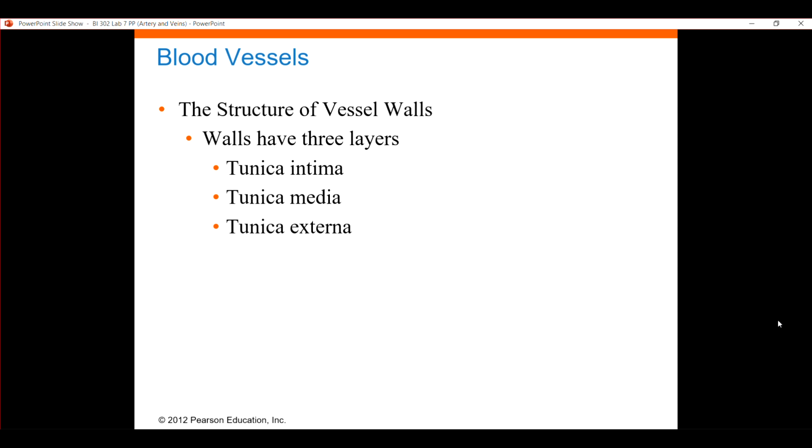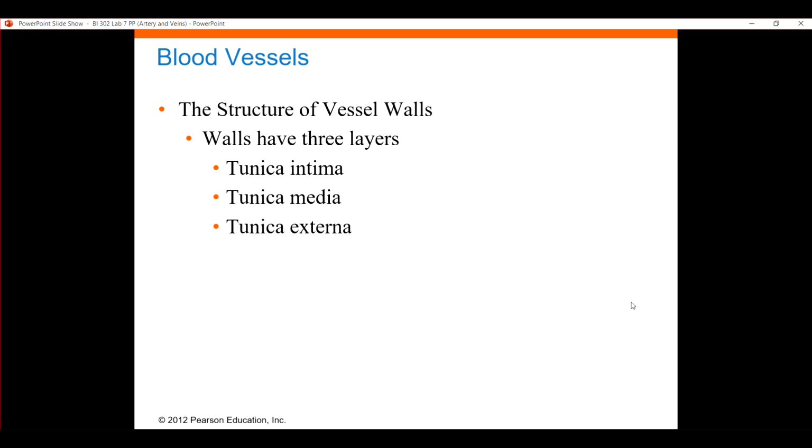So let's take a look at the actual structure of a blood vessel. We're going to see whether it's an artery or a vein. The wall of a blood vessel has three distinct layers. These layers are known as tunics. A tunic is basically a coat, right? There's going to be an inner coat, a middle coat, and an outer coat, right? We call the inner coat the tunica intima. We call the middle coat the tunica media, and we call the outer coat the tunica externa.